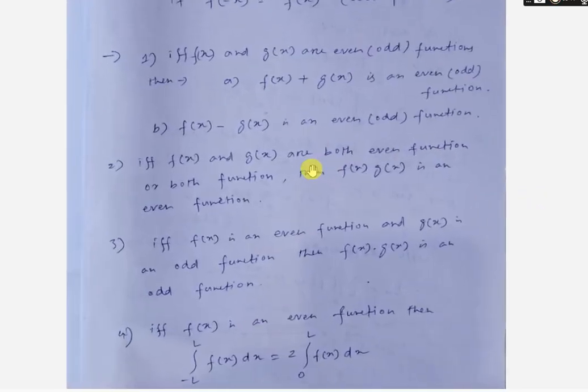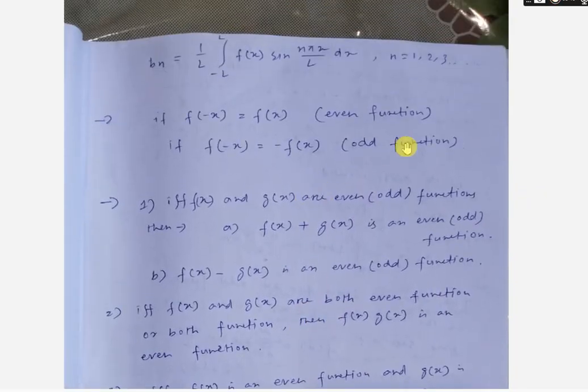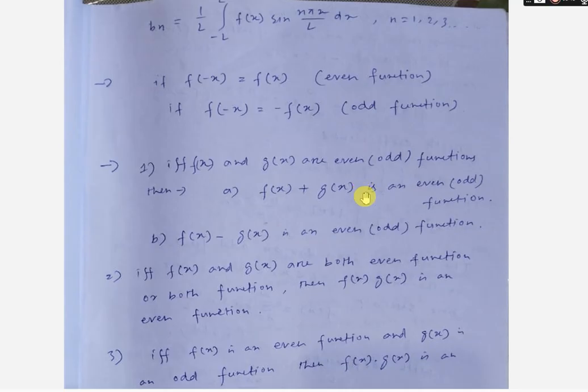We already saw that. And here are some important notes. If f of minus x equals f of x, then it will be called an even function. If f of minus x is equal to minus f of x, it will be called an odd function.